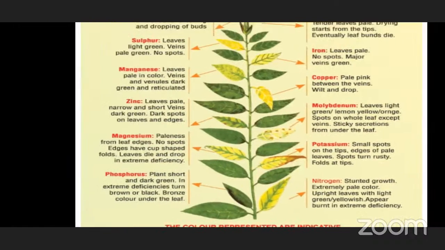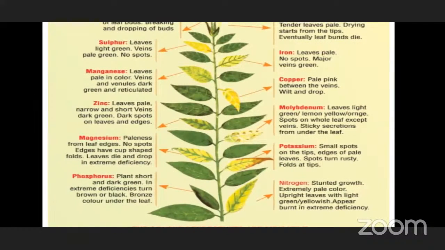And phosphorus: the plants are short and dark green. In extreme deficiency, it turns brown or black. It shows a bronze color under the leaf. Magnesium: paleness from the leaf edges. No spots. Magnesium has no spots and nitrogen also has no spots, but the edges form cup shapes. Magnesium has cup-shaped folds, and leaves dry and droop in extreme conditions. In nitrogen in extreme conditions, it shows a burnt appearance, and growth is also stunted.